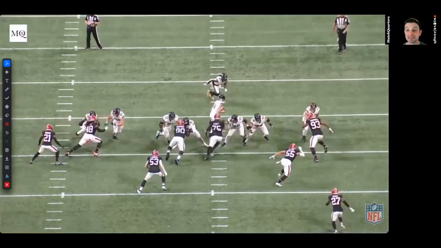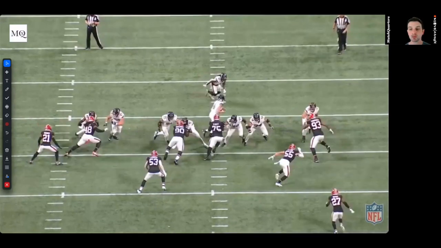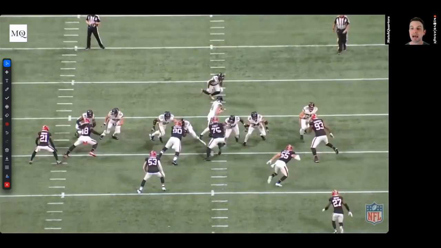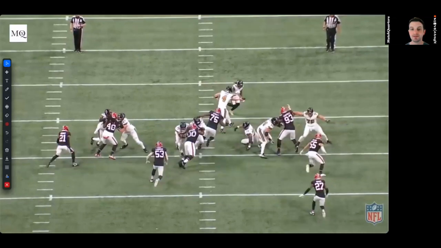This is really nice. So this is actually what we would call force movement. So we're going against the grain of the blocking. You can see 93 rip into the B gap, and it captures this tackle. The tackle right there is not in a great position to get 55.